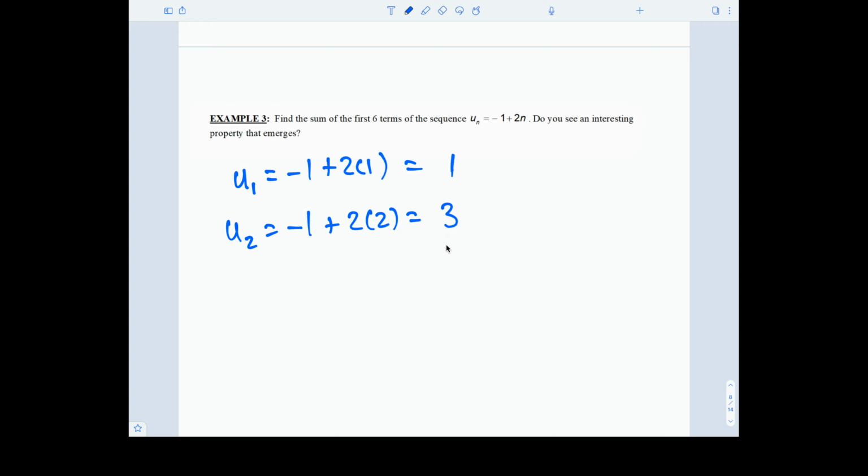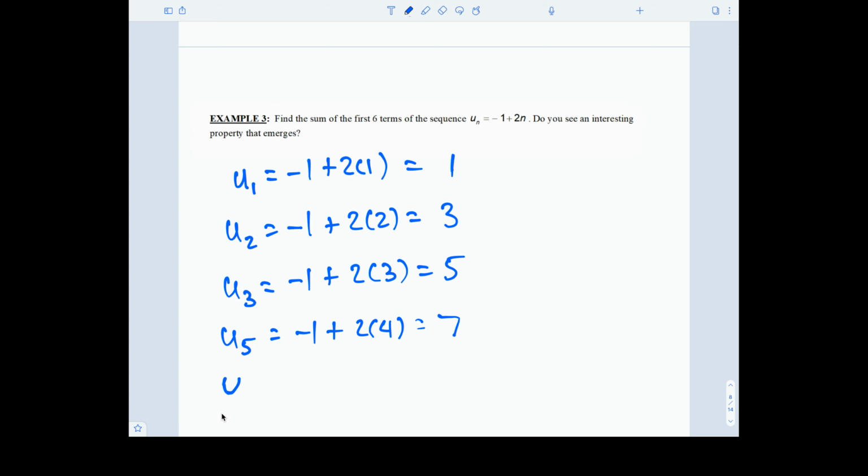4 minus 1 is 3. U sub 3 plus 2 times 3. 6 minus 1 is 5. U sub 5, 1 plus 2 times 4. 4 is 8 minus 1, which is 7. So we're seeing what the pattern is.